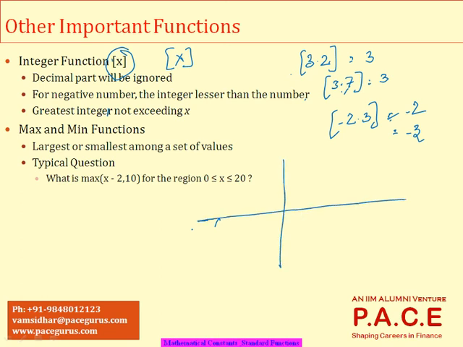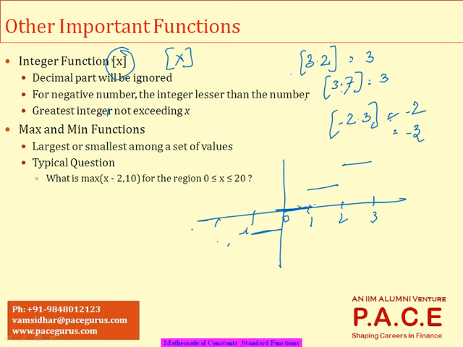The graph for it looks more like this. If you have 0, 1, 2, 3, any number lying between 0 and 1 has integer value 0 itself, so this is a line like this. For 1 to 2, it is always 1. For any number between 2 and 3, it is always 2. For any number between minus 1 and 0, it is always minus 1. So the graph of the integer function looks like steps.